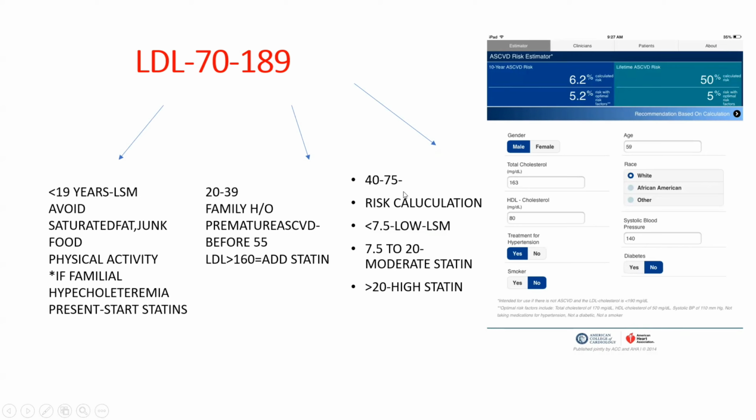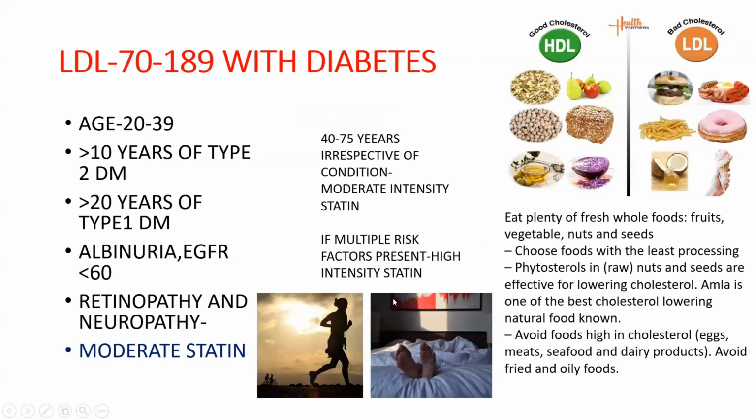In the 40 to 75 age group, if LDL is between 70 to 189, we will do the risk calculation. Risk calculator factors include total cholesterol, HDL, treatment for hypertension, smoker, age group, race, systolic blood pressure, and diabetes. If less than 7.5, less risk, and we will give lifestyle modification. 7.5 to 20, moderate intensity statins, and more than 20, we will give high intensity statins.